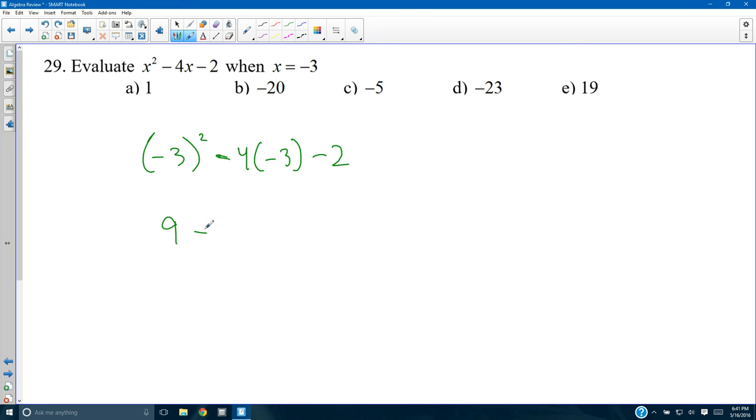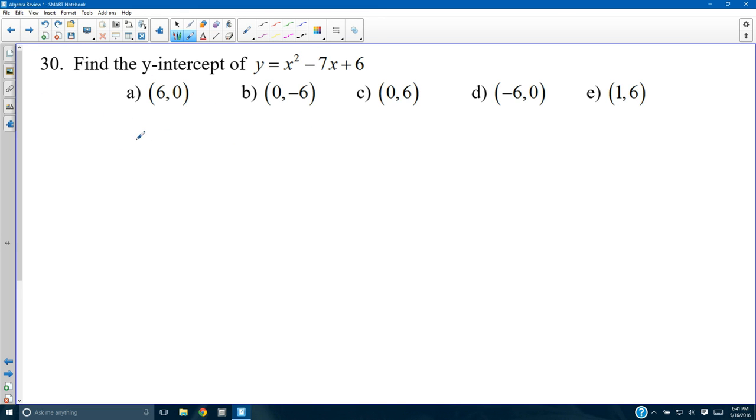Negative 4 times negative 3 is positive 12. So this becomes a plus, or you should think of minus a negative. And then minus 2. 9 plus 12 is 21. 21 minus 2 is 19. That's it. Nothing else needs to be said. When you solve an equation, you should know how to double check by substituting in as well.